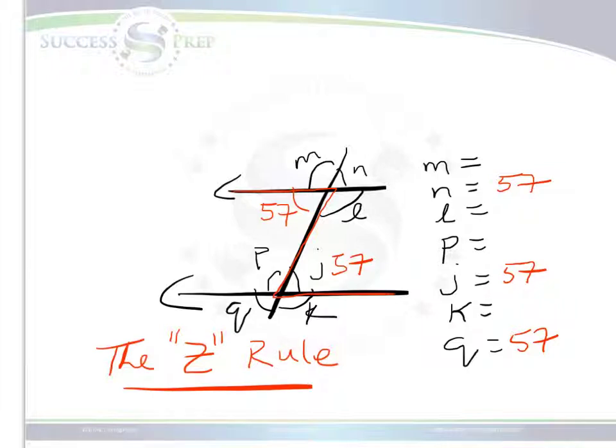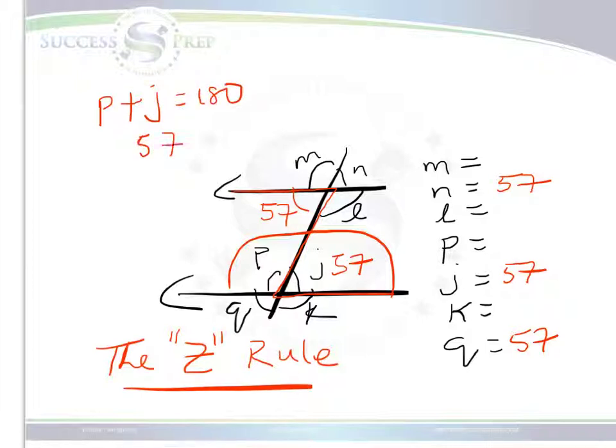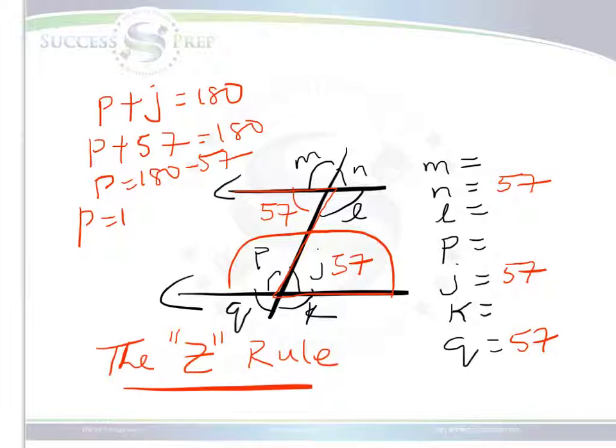At this point, we could try to find some other angles. So let's focus on P and J and recognize that because P and J are on a straight line, everything on a straight line in geometry adds up to 180. So as a result, we can do a very simple calculation here, understanding that P plus J is 180. We already know that J is 57. We're looking for the P. Well, the P would just be 180 minus 57, which gives us P as 123. So we know that P would be 123.